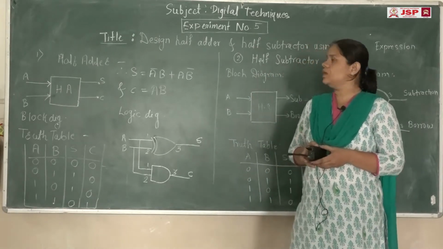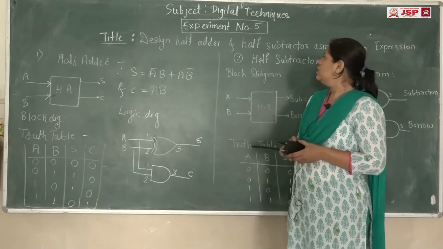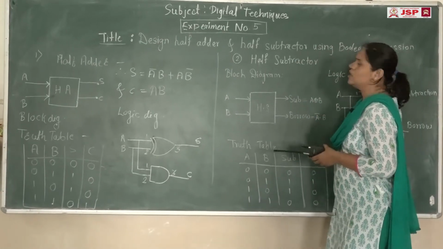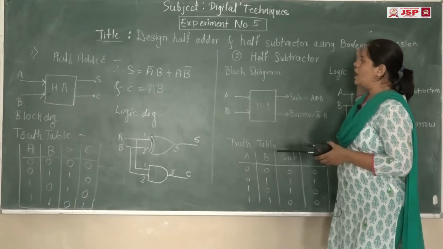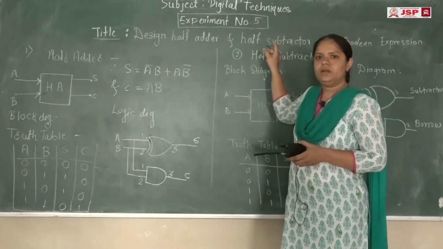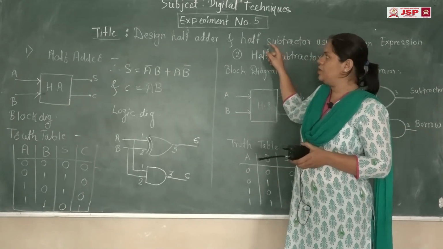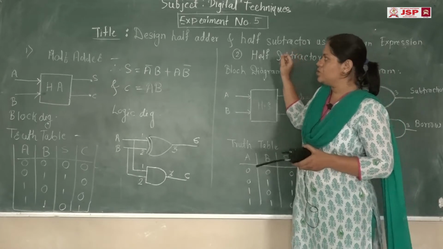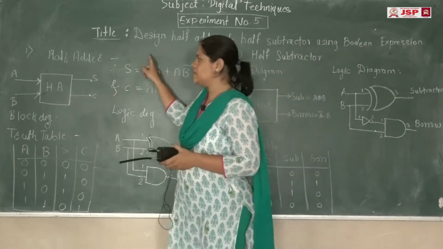Today we are going to conduct the experiment, that is, design half adder and half subtractor using Boolean expression. Half adder and half subtractor are combinational design techniques which are used for addition and subtraction purposes. So first we will see the half adder circuit.